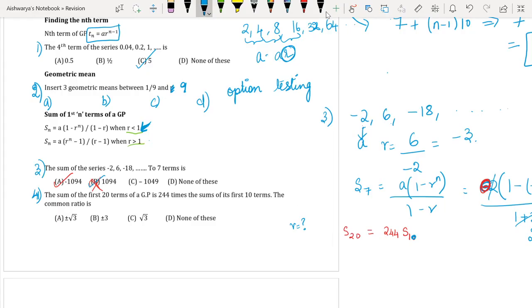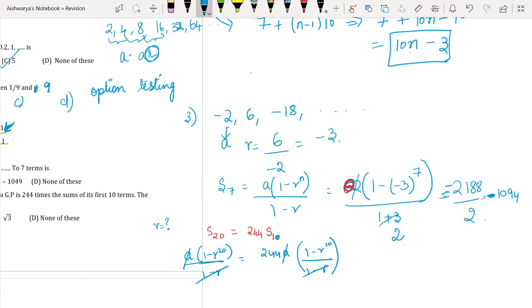Yeah, so now S20, we don't know whether R is greater than this formula or this formula, but it doesn't matter, because when we use the same formula on both sides, it will not make a difference. So A into 1 minus R power 20 divided by 1 minus R is equal to 244 times A into 1 minus R power 10 divided by 1 minus R. So we can cancel the A on both sides, and cancel 1 minus R on both sides. After we do that, we are left with only these two terms.